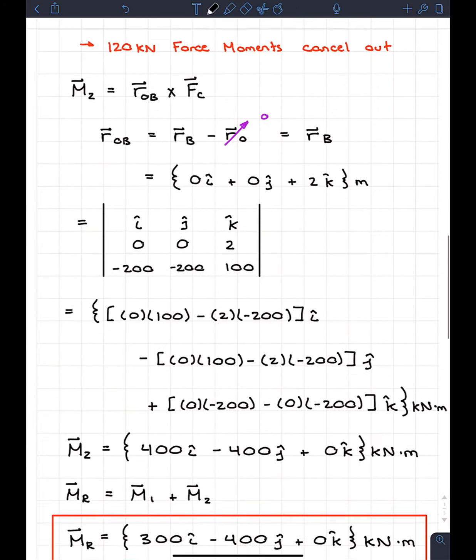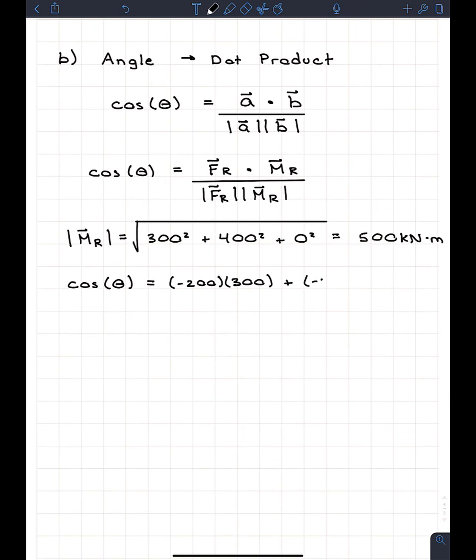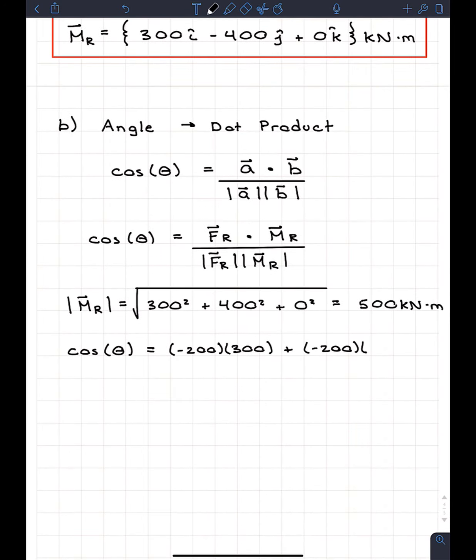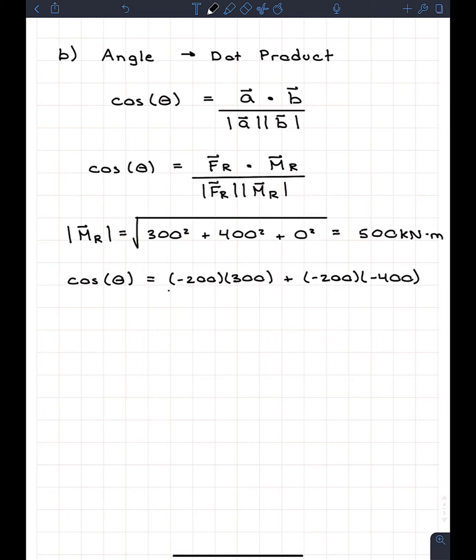And the second, the j component for the force, is negative 200 again. So I'm going to go negative 200. And the j component for the moment is negative 400. And then I move on to the k component. But as we see, the k component for the moment is 0. So it's not going to have anything in the dot product. I guess if you guys really wanted to, you can go plus 0. But then at the bottom, we're going to have the magnitude of the force, which we know is 300. And we're going to throw in the magnitude of the moment, which we know is 500. So all that right there is just going to equal a single number.